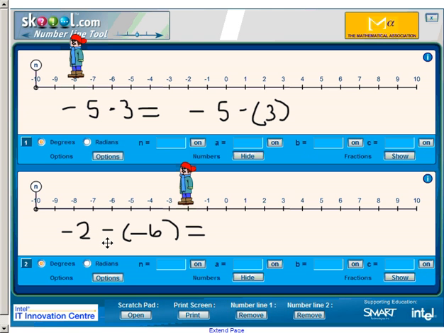In my next problem, I am subtracting negative 6. So again, I'm beginning at negative 2. My problem is negative 2 minus a negative 6. My boy begins at negative 2. I am subtracting a negative number, so he's going to walk backwards. 1, 2, 3, 4, 5, 6. He took off on me. A negative 2 minus a negative 6 puts my young man at 4.